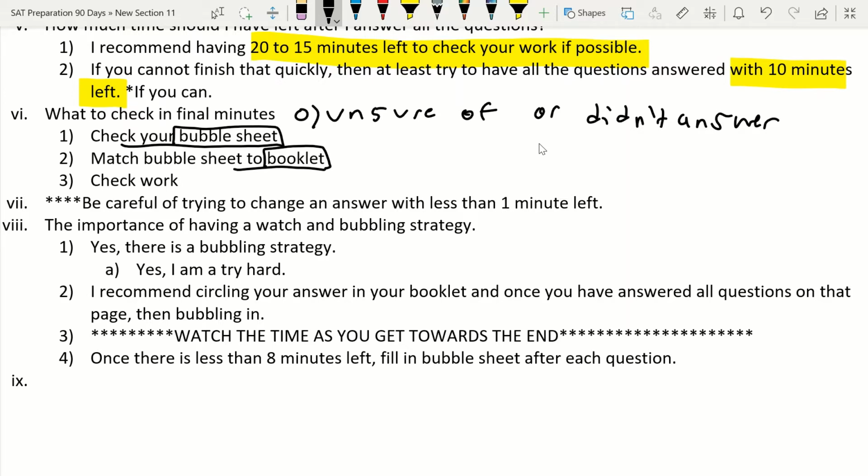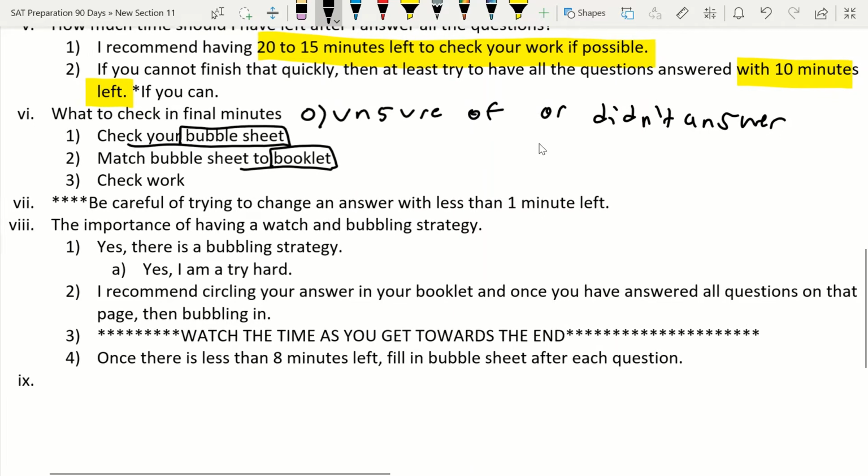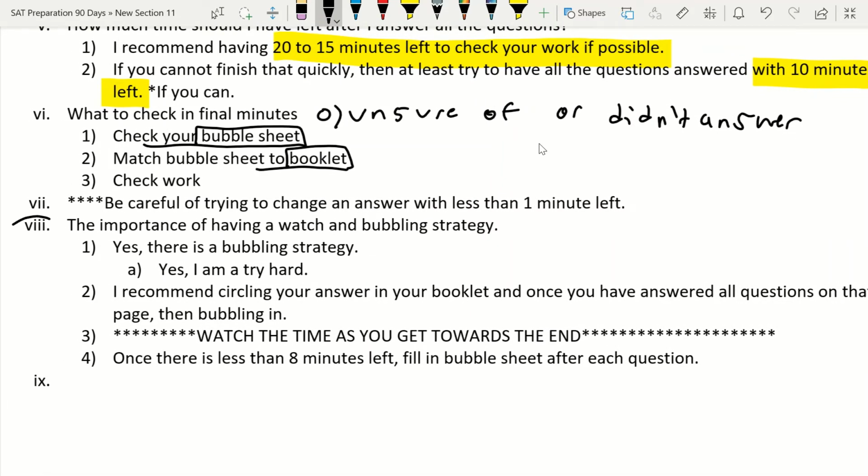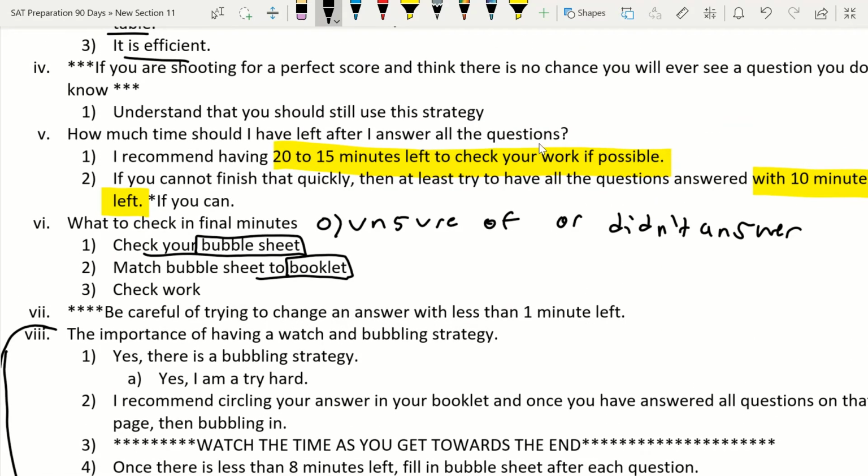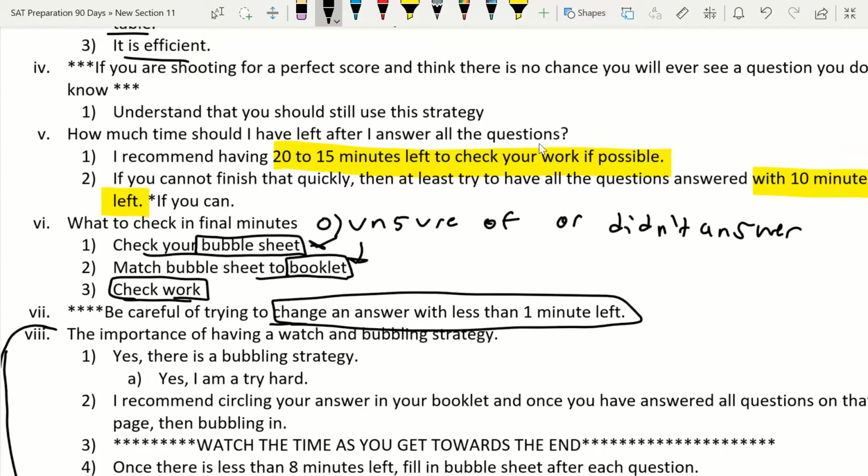That should only take you about 1 minute for the math with calculator section, because you should be able to use that bubbling strategy I talked about before. Once again, I have that bubbling strategy on this page. I already talked about it though, and it's the same thing for the SAT math with calculator section as without, so I'm not going to touch on it right here. And then obviously after you match that bubble sheet to the test booklet, check your work. If the SAT is online, you don't really have to worry about this part with the test booklet and the bubble sheet because it'll probably just be clicking the answer. All right, once again, be careful to change an answer with less than 1 minute left. So you want to make sure you have a watch so you know exactly how much time you have left. So those are 2 big things there.